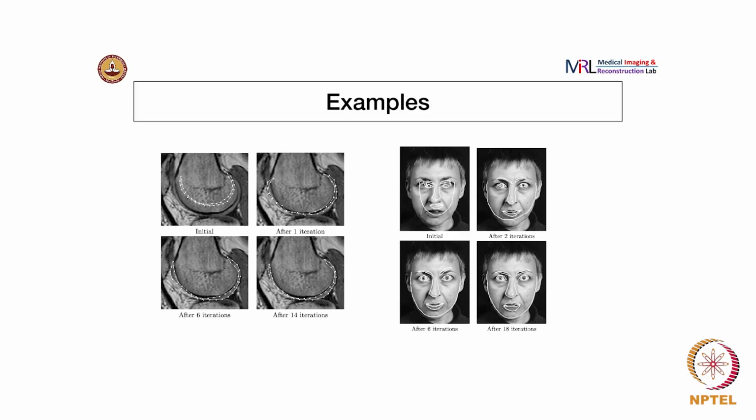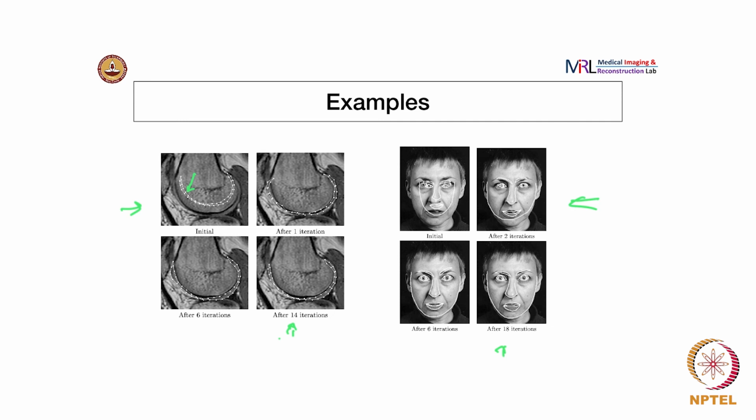Okay. Here are some examples. This is for the knee in an MR picture. This is your initialization. This is the shape that you have estimated, the point cloud shape. You have now initialized it close to where the actual segmentation has to happen. And then after 14 iterations, it converges. You can see here. Similarly for the face, you have a model of the face given by the white curve. Put it on the face as close as possible, and then it converges after 18 iterations.